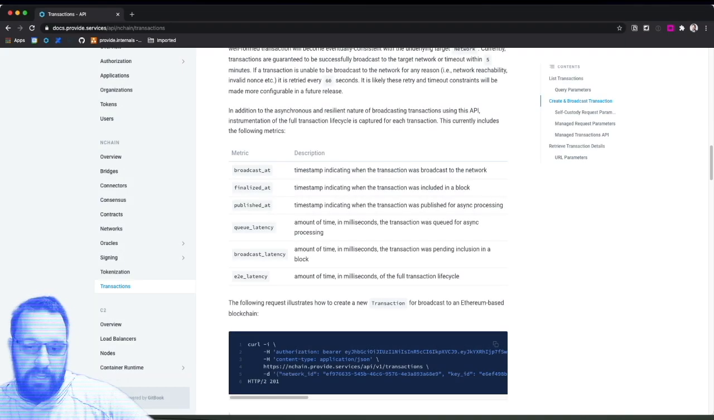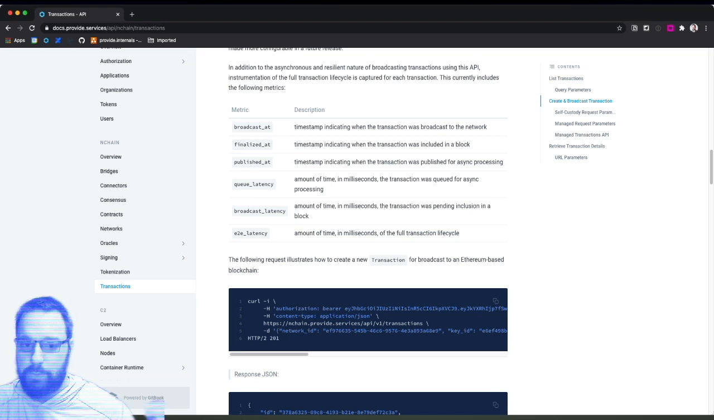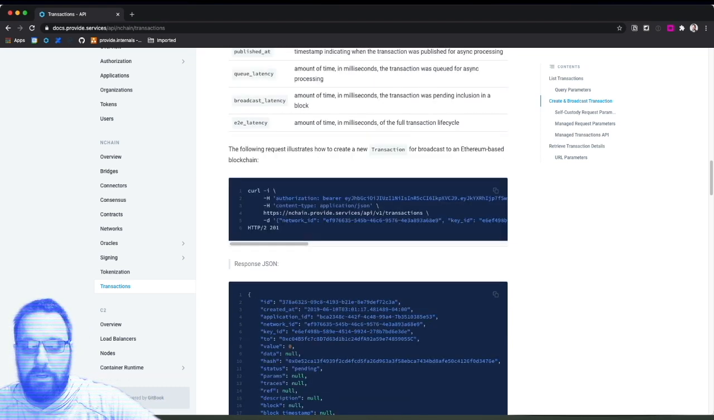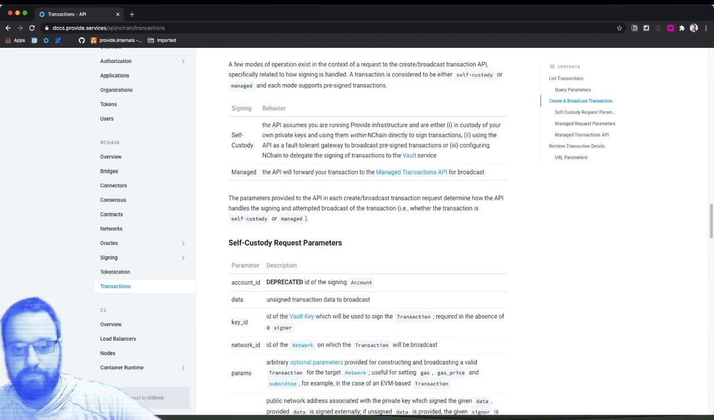Now, if you were to, let's say, send a transaction through NChain, you actually get information back as well. You get a data packet back that says when this transaction was broadcast, when it was finalized, when it was published, and we see all that here in the transaction documentation. And here is a response JSON sample that shows you what you get back from NChain.